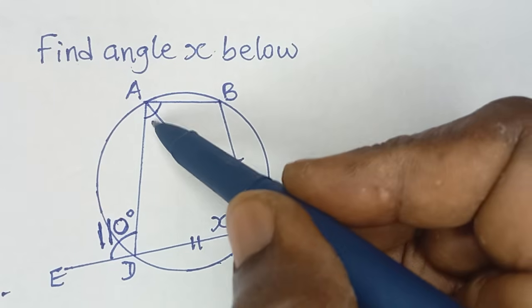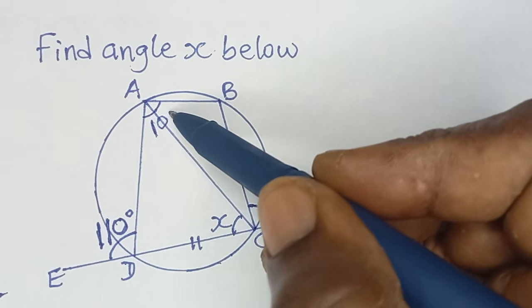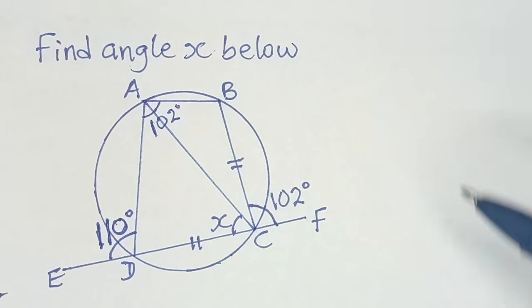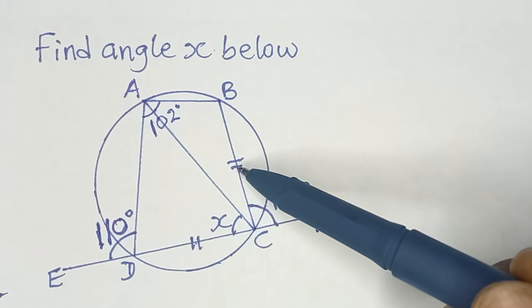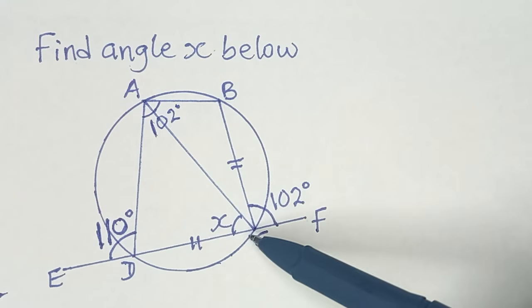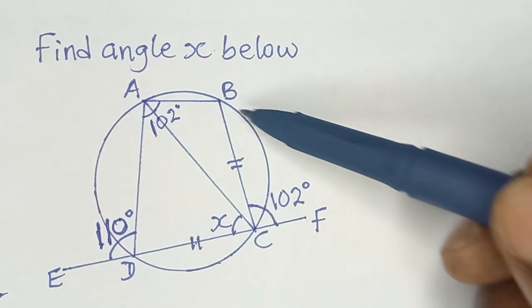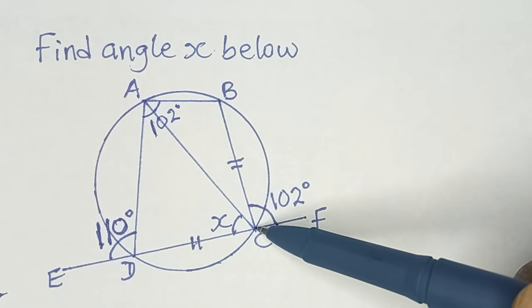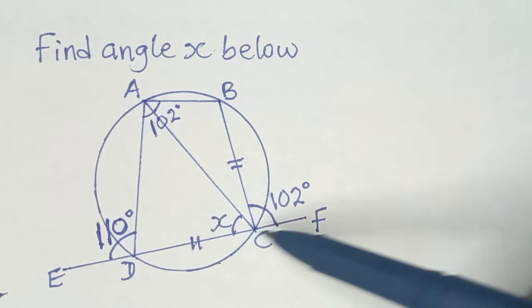So that means this angle here is 102 degrees. Now let's make use of these two equal lines. This line DC is equal to the line BC. So there are two equal lines.